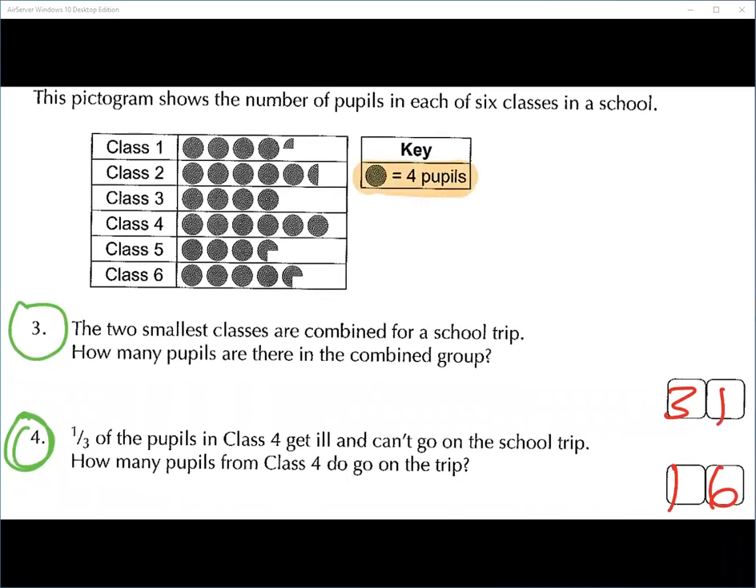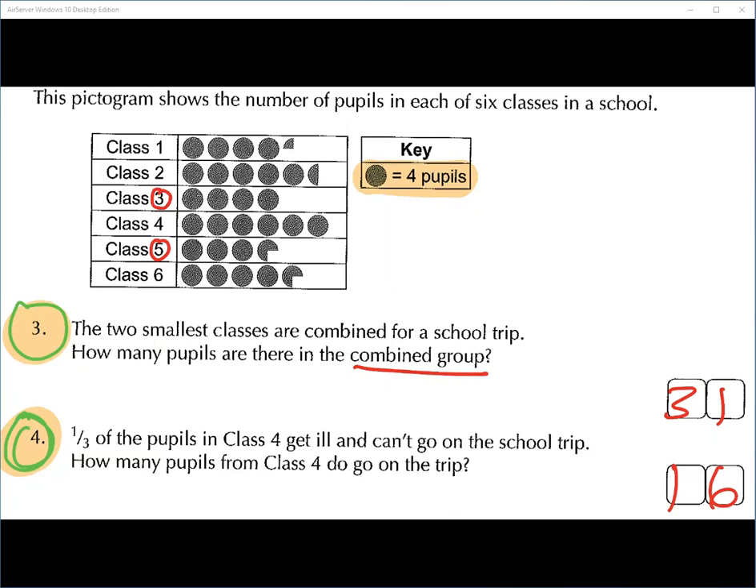This pictogram shows the number of pupils in each of 6 classes in a school. The 2 smallest classes are combined for a school trip. How many pupils are there in the combined group? Okay, so there's 2 smallest classes. The 2 smallest classes are going to be class number 3, and which other one? Class number 5. Okay, because they got the least amount of pictures on there.